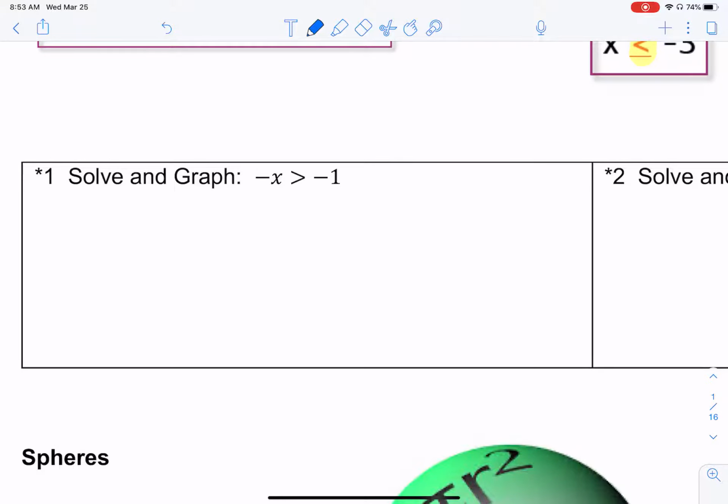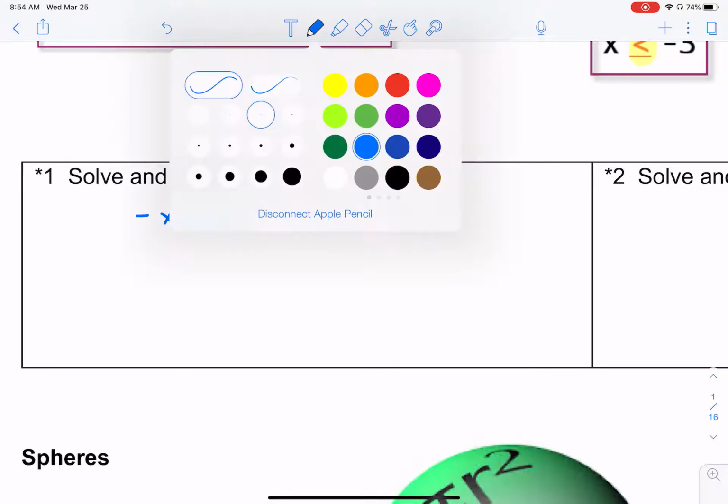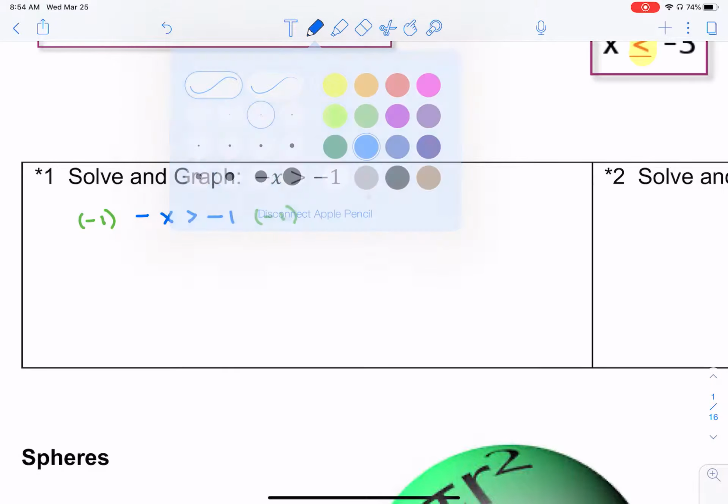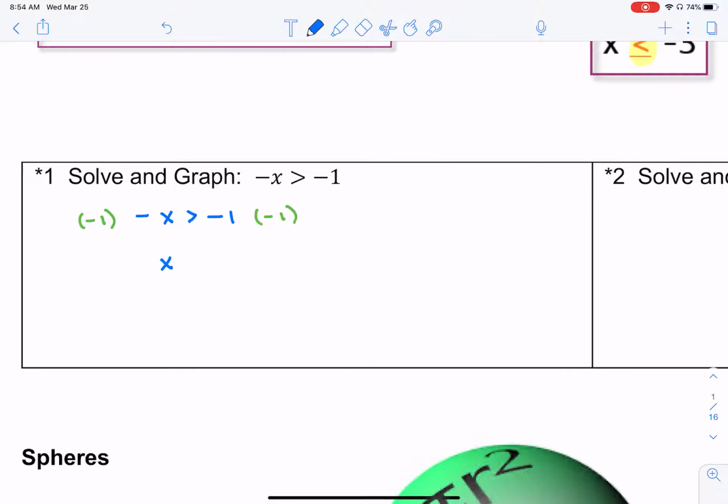This is star 1 from the notes that were sent to you by email. So we start off with negative x is greater than negative 1. And this is almost solved, except for the negative out front. So I would need to multiply both sides by a negative 1 in order to get x by itself. So I now have x by itself, and the right side of the equation is negative 1 times negative 1, which would become a positive 1. And then the big deal here is that we flip the sign in the middle. It is now a less than symbol.